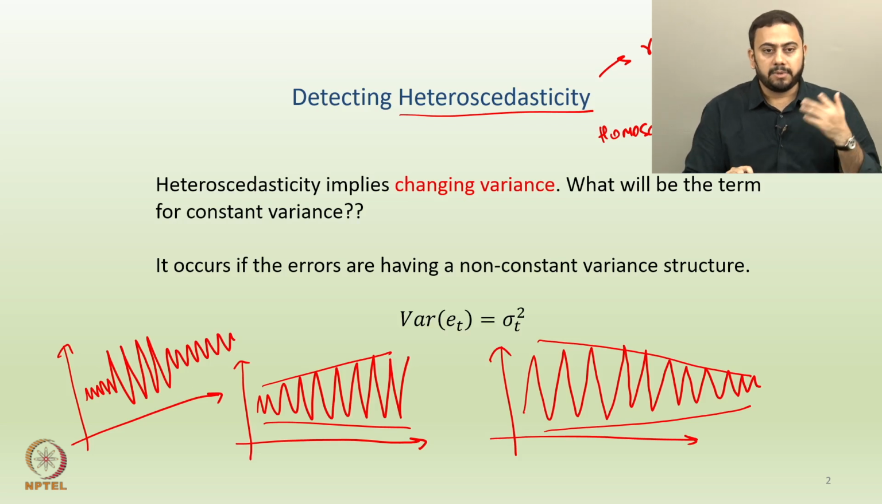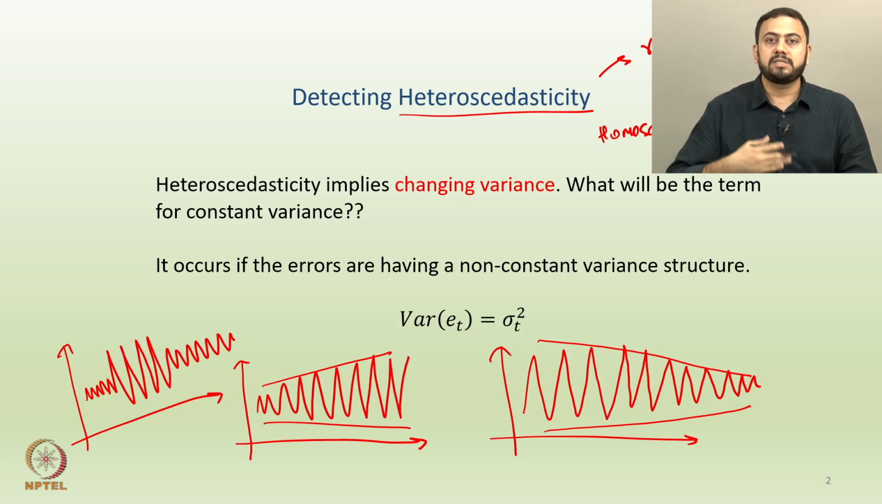Nevertheless, if the variance is changing, it becomes difficult to monitor or model the data using a single model, and we have seen that before. So hence this is again a problem, it requires some diagnostic checking.